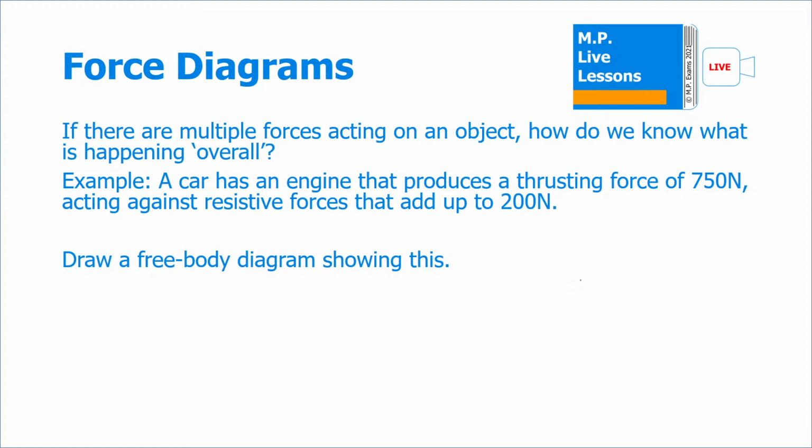So we'll have our car as a dot, the object you're interested in is the dot, and you'll have all your forces pointing from the dot in any direction, drawn as arrows. For example, this is our thrust force, and this would be 750 newtons. And this needs to be a little shorter, the resistive forces, which are about 200 newtons.